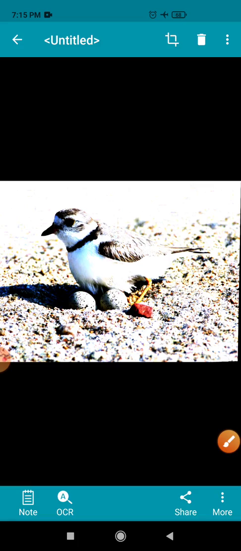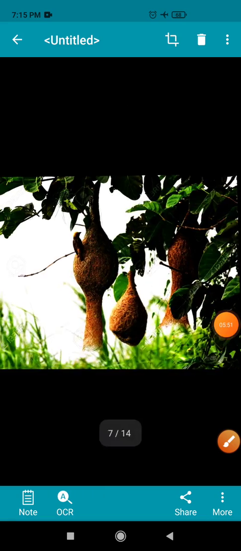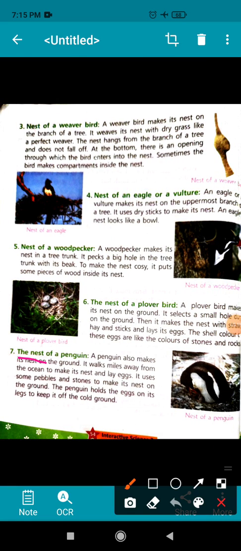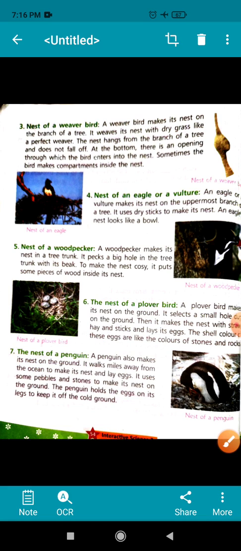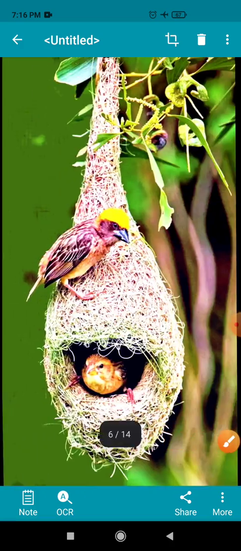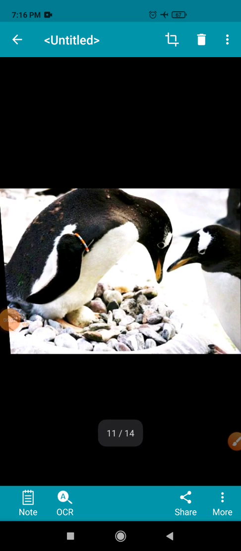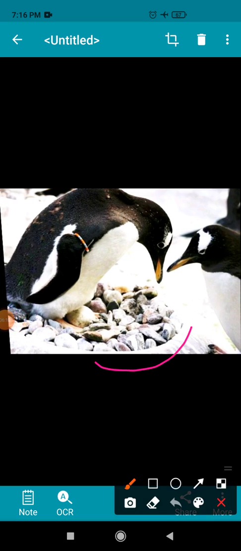Okay. Now the next one is the nest of a penguin. Children, a penguin makes its nest on the ground. Here you can see the nest of a penguin. Okay, they use pebbles and stones to make their nest.